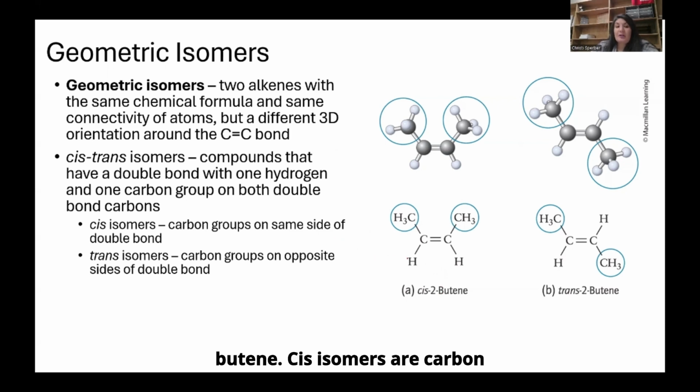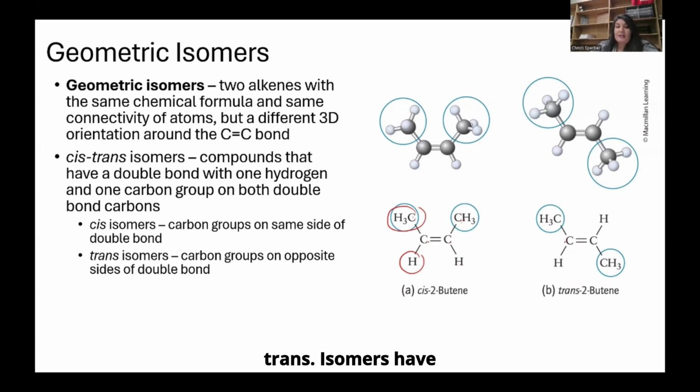Cis isomers have carbon groups on the same side of the double bond. So you can see here that we have a carbon group and a hydrogen on one carbon. On the other carbon, we have a carbon group and a hydrogen, and same on the other 2-butene. The cis isomer has the CH3 group, or the carbon group, on the same side of the double bond. They're both in the up position.